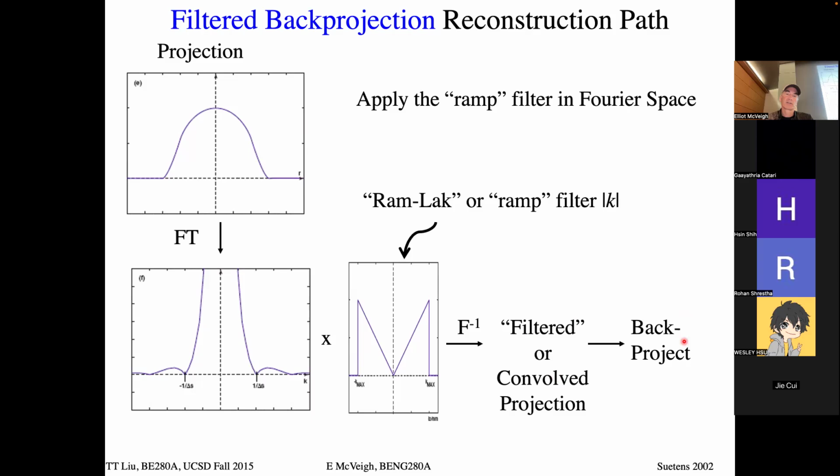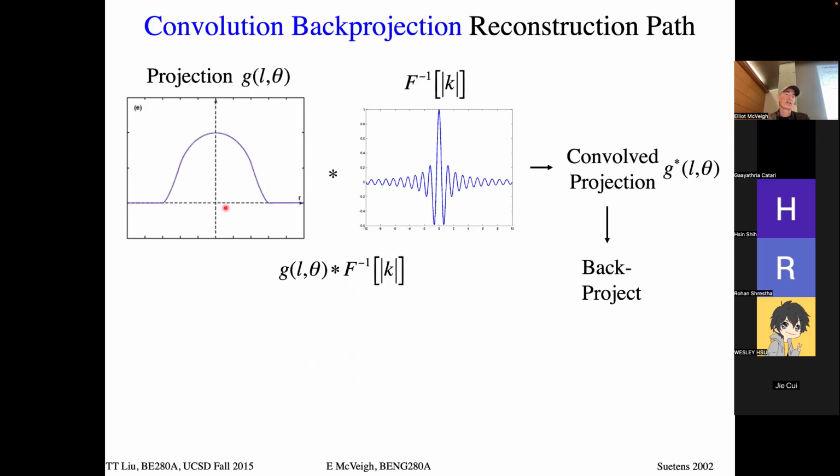And back project those. So you can go through the Fourier domain to do the multiplication and then the inverse Fourier transform, or we can take our raw data and convolve it with the inverse Fourier transform of that k. Either pathway is fine. Normally, for years, this was done on scanners.